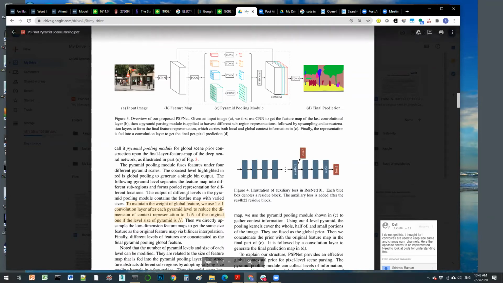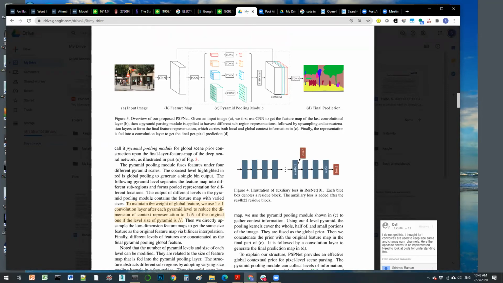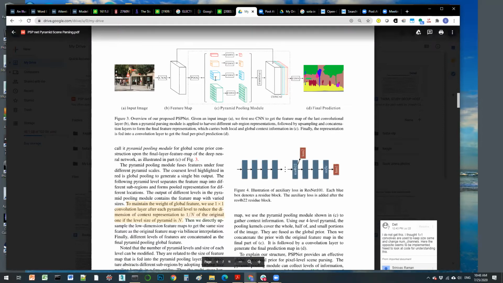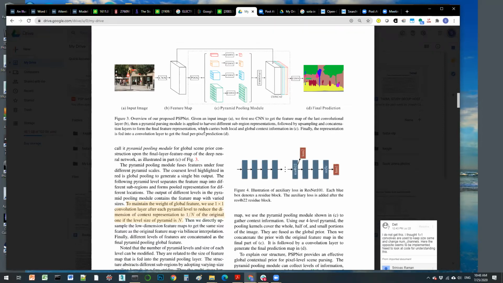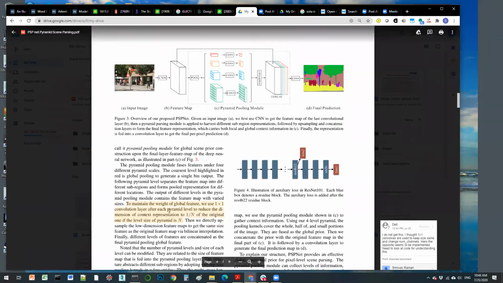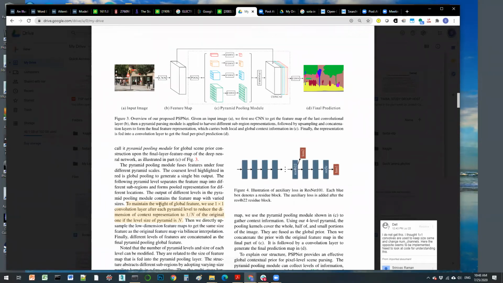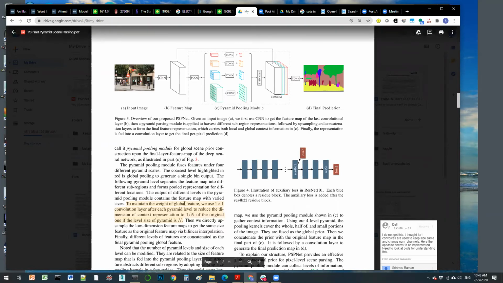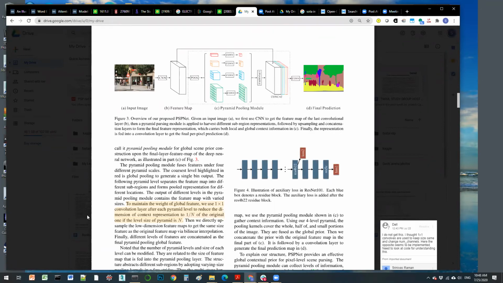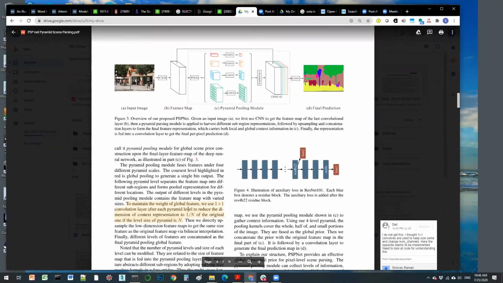Then there are different levels of the pyramid pooling module with varied sizes. And those are the 2 by 2, 3 by 3, 6 by 6 that I talked about. And this is the part where I was originally confused. It's just the words threw me, and I'll try and explain what I understood them to mean, and correct me if I'm wrong, anyone. So it says, to maintain the weight of the global feature, we use a 1 by 1 convolutional layer after each pyramid level. So after each of these levels, they do a 1 by 1 convol.